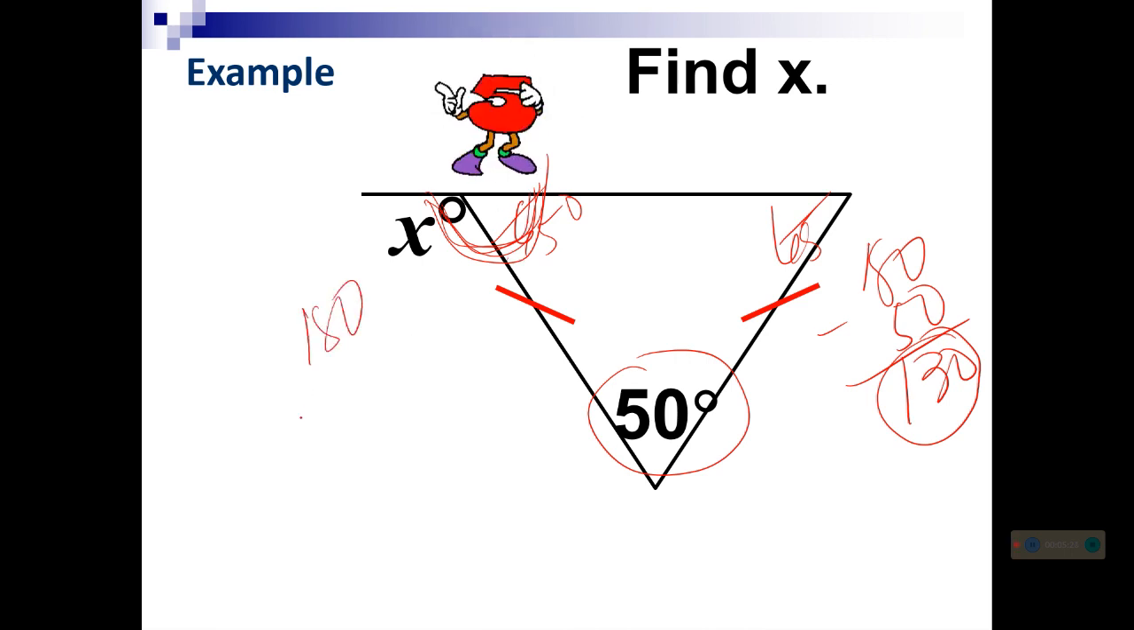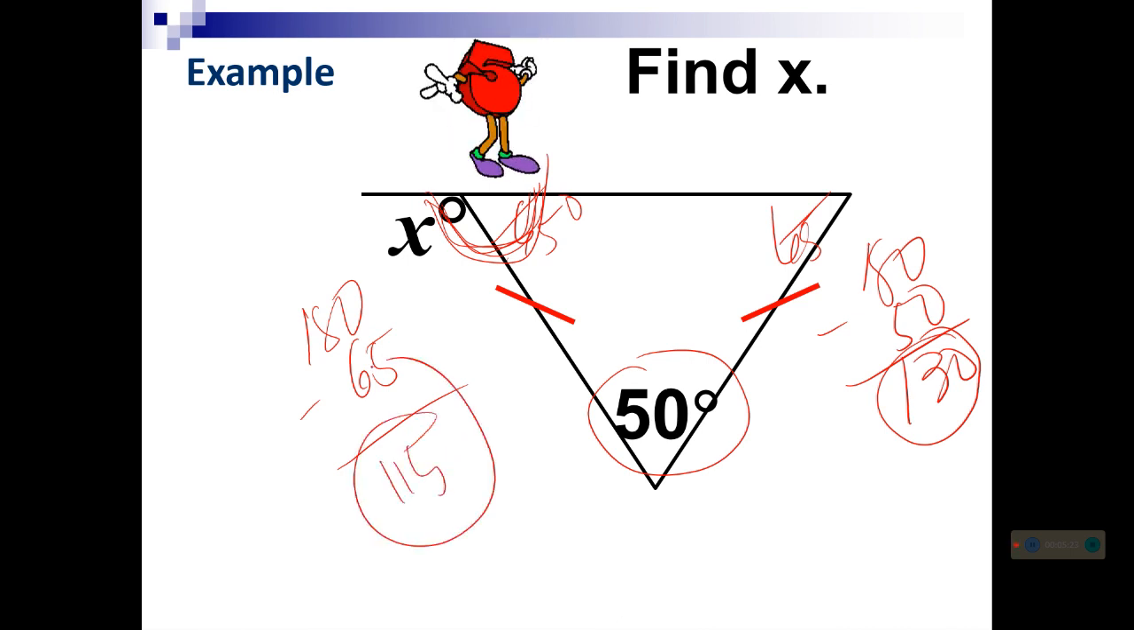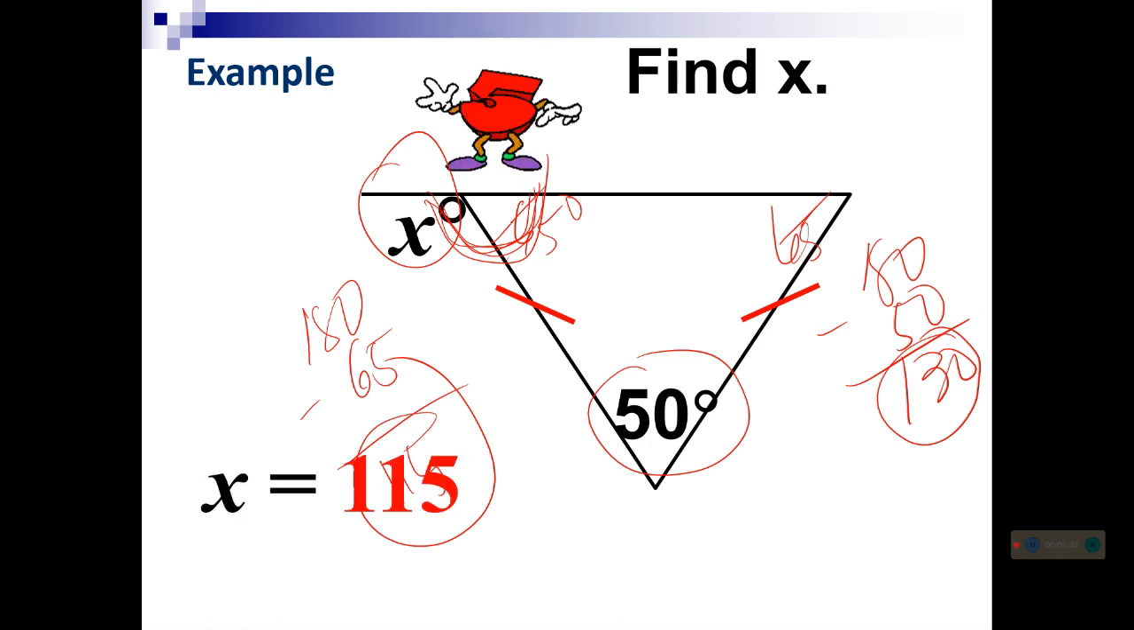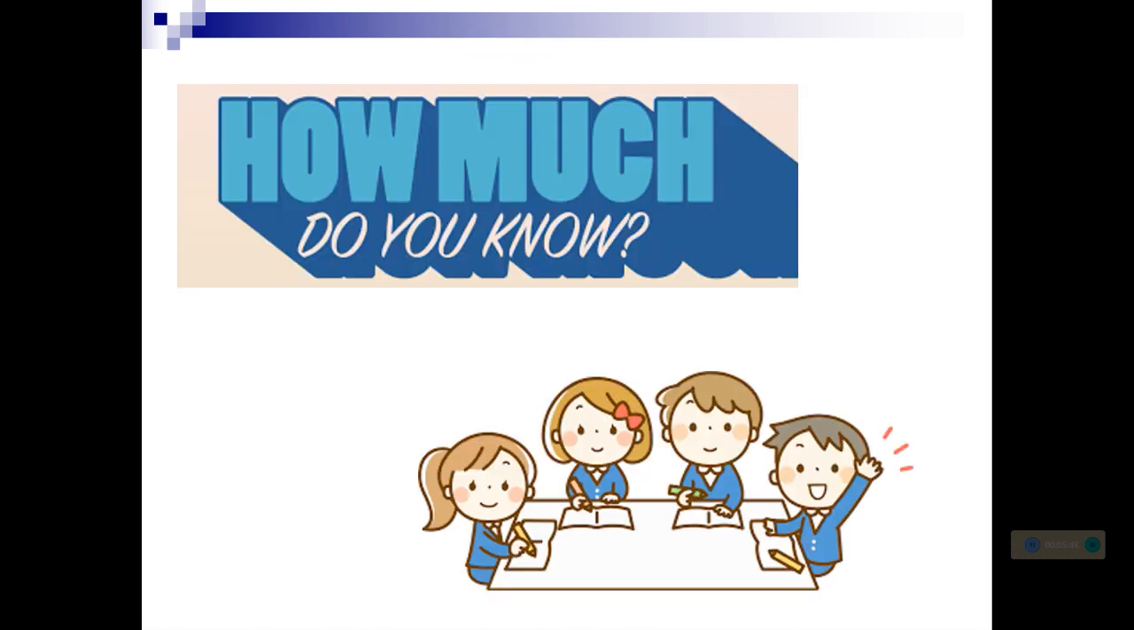So 180 minus 65 is equal to, correct, 115. That is the value of our x here. Okay, any questions? If you watched the first two videos, part 1 and part 2, you have already mastered the isosceles triangles. So again, we have x is equal to 115. So, how much do you know?